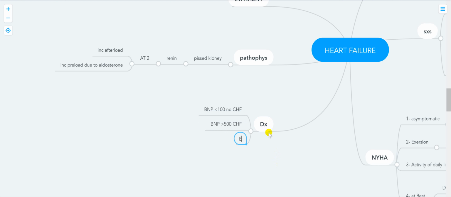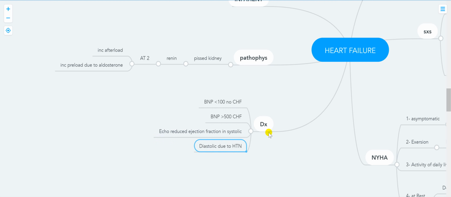We do an echo. Echo, that's a good thing. Usually reduced ejection fraction, that's in systolic dysfunction. But if it's diastolic dysfunction, usually due to hypertension.